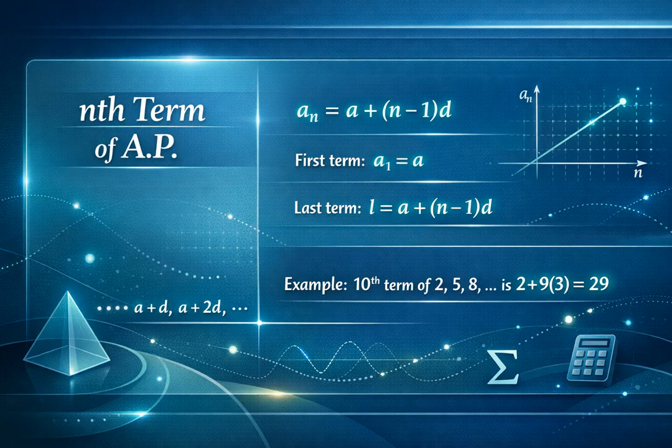The nth term of an AP is given by an equals a plus n minus 1 times d. The first term is a1 equals a. The last term, l equals a plus n minus 1 times d. For example, the 10th term of the sequence 2, 5, 8, 11 is 2 plus 9 times 3 equals 29.